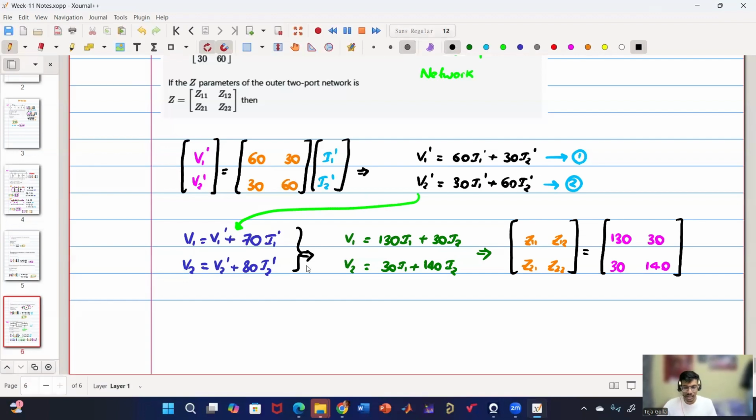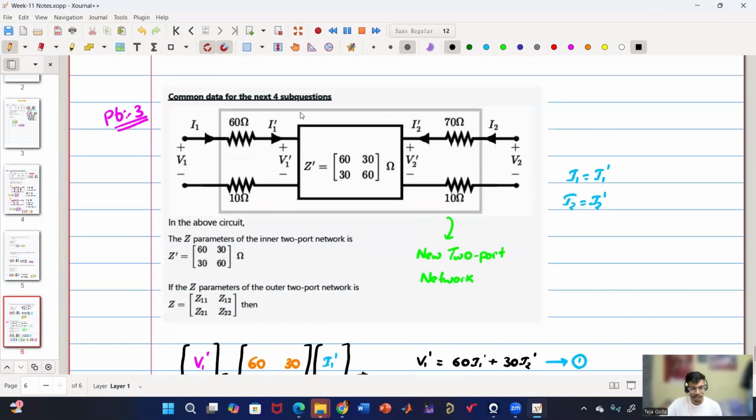So is this clear for everyone how we are getting this, or any doubts? Basically, what we have done is we have written what equation they have given for V1 dash, I1 dash as well as V2 dash, I2 dash. So it is 60, 30, 30, 60. And they are connecting some resistors here and some resistors here, and they are calling the outer box a new two-port network, and they are asking what will be the Z parameters of the outer box.